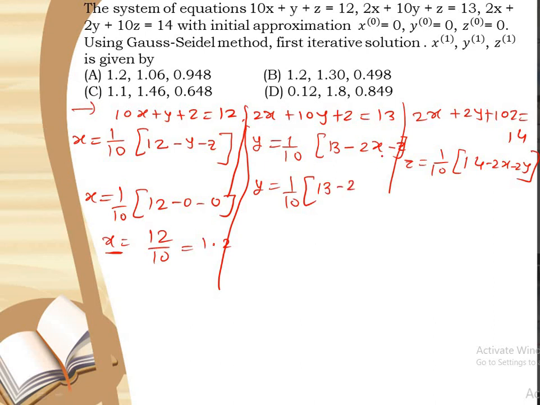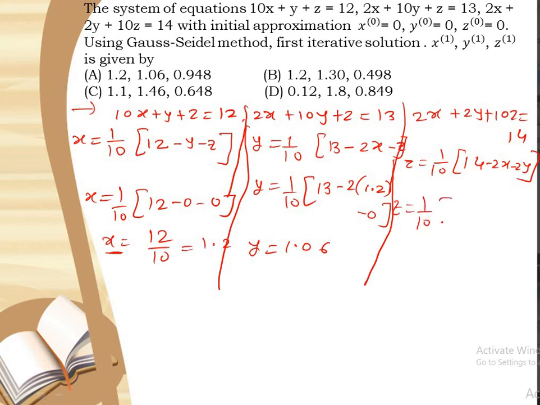Now we have the value of x here, that is 1.2. So 2 into 1.2, and put the value of z as 0 because we haven't calculated it, we don't have the value of z. So we have to use the initial value, and the initial value is 0, so that is minus 0. So we get the value of y as 1.06.